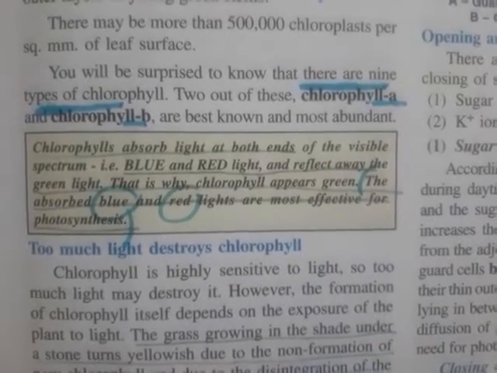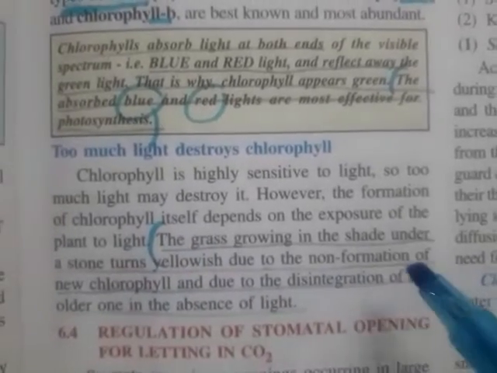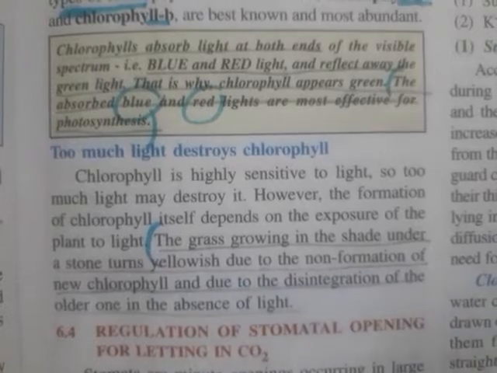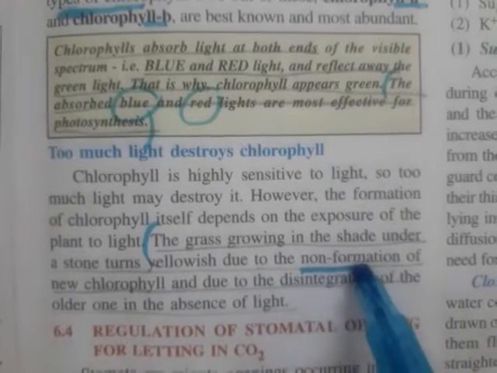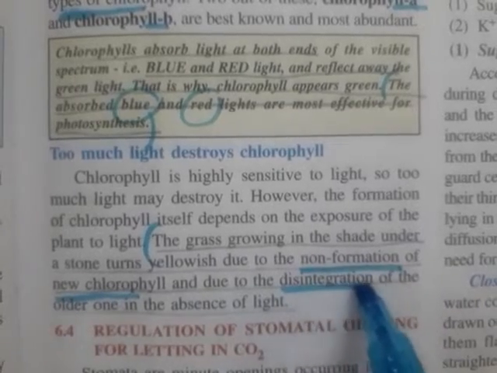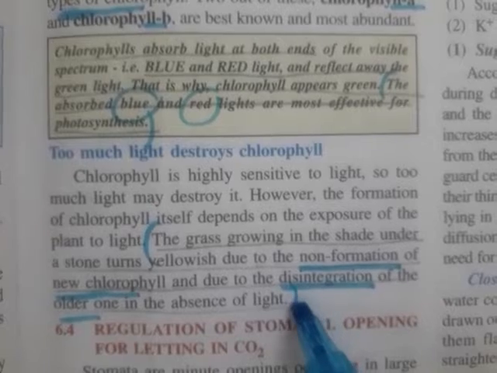So this is another important question. The grass growing in shade under a stone turns yellow. Why? Due to non-formation of new chlorophyll and the disintegration of the older one in absence of light.